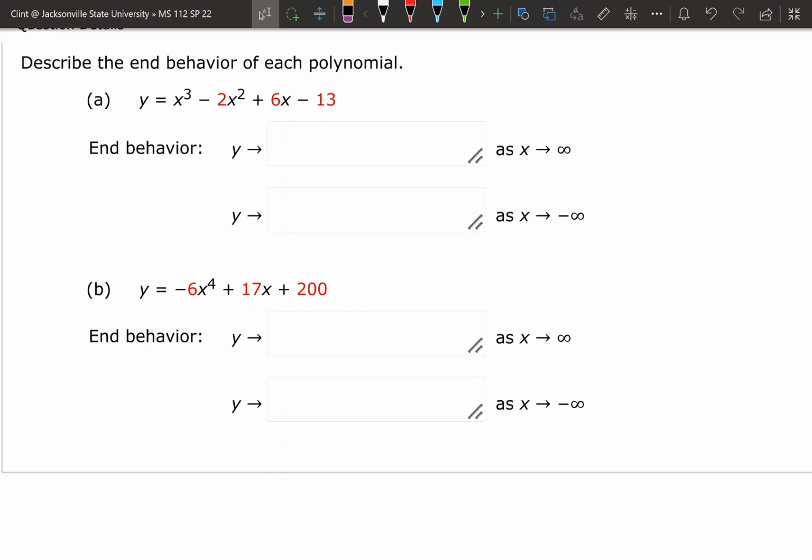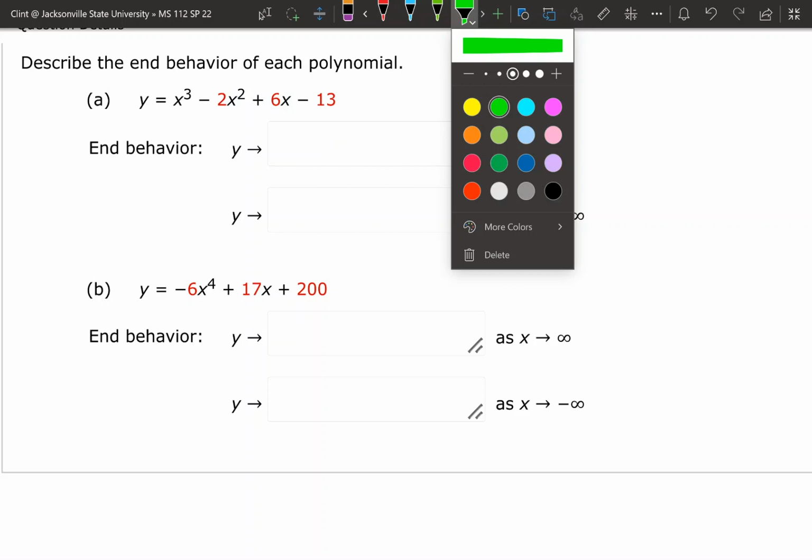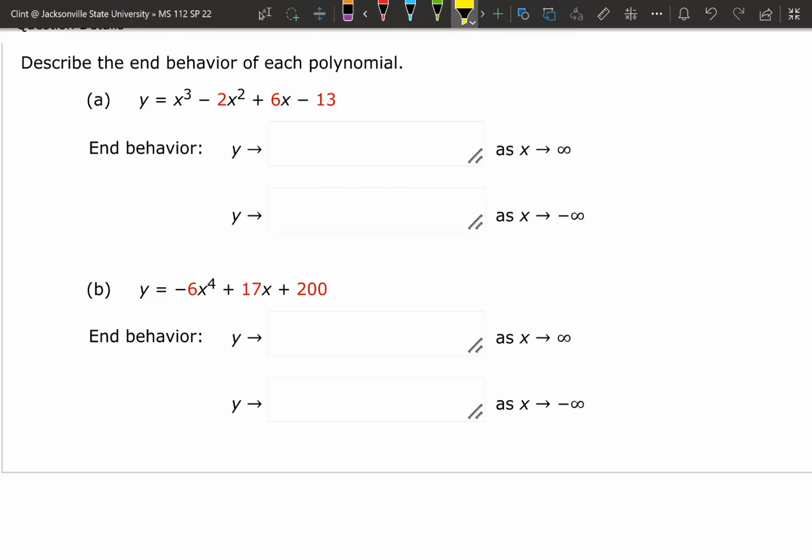So if you remember on these, we really don't care too much about most of the polynomial. All we really care about is the leading term. And on both of these, the leading term is already multiplied out for us. It's not factored, so we don't have to do any multiplication or anything to figure out the leading term.